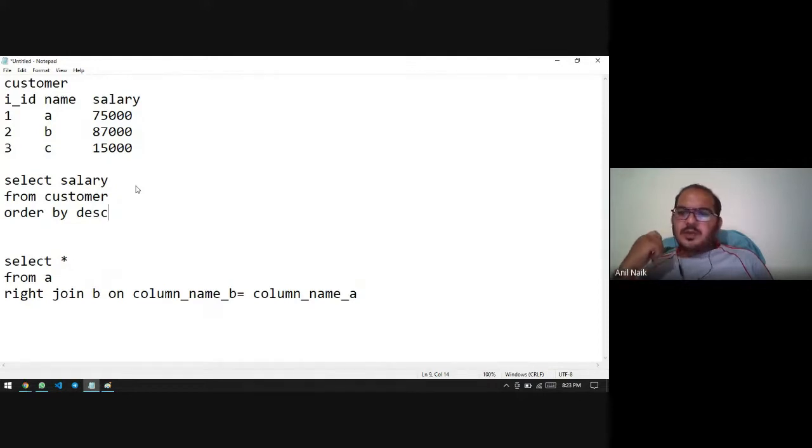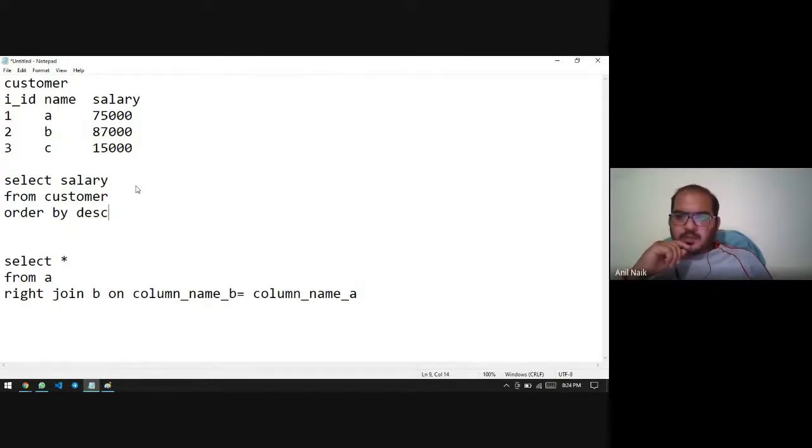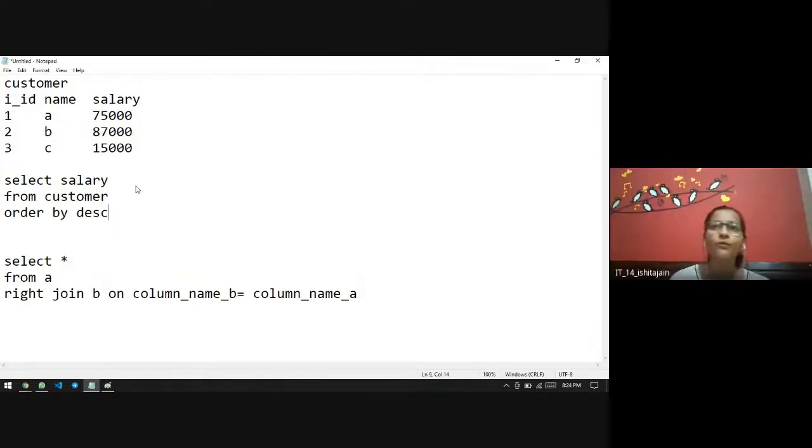Can you tell me what the union, intersection, and minus operations are? The commands. Okay, sir. If we use the union operation, it will display the matching as well as non-matching values from both the tables. But if we use the intersection, it will display only the intersecting values, meaning the matching values from both the tables. Common values from both the tables.